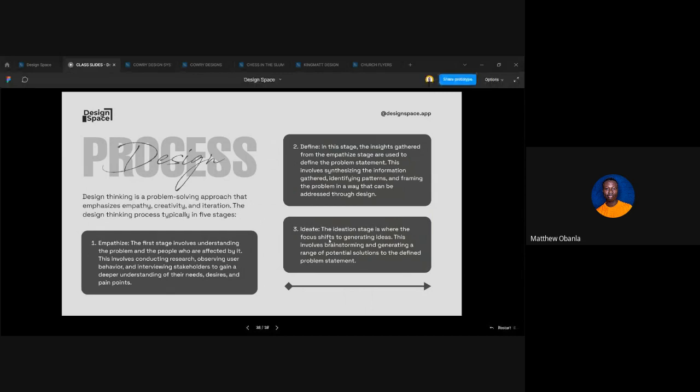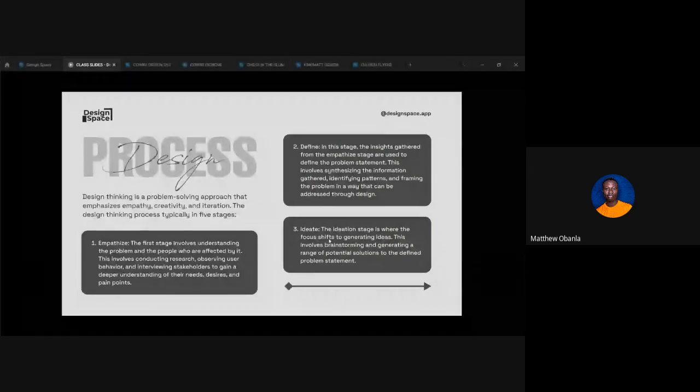Okay, how would I say it? Let's say during the cash issue, when there was no cash, the first problem was that people did not have access to cash. Okay, don't let me use that example, it looks kind of abstract. Let me use something else. I said the first stage involves understanding the problem and the people who are affected by it. This involves conducting research, observing user behavior, and interviewing stakeholders to gain a deep understanding of their needs, desires, and pain points. Just let me give another example.